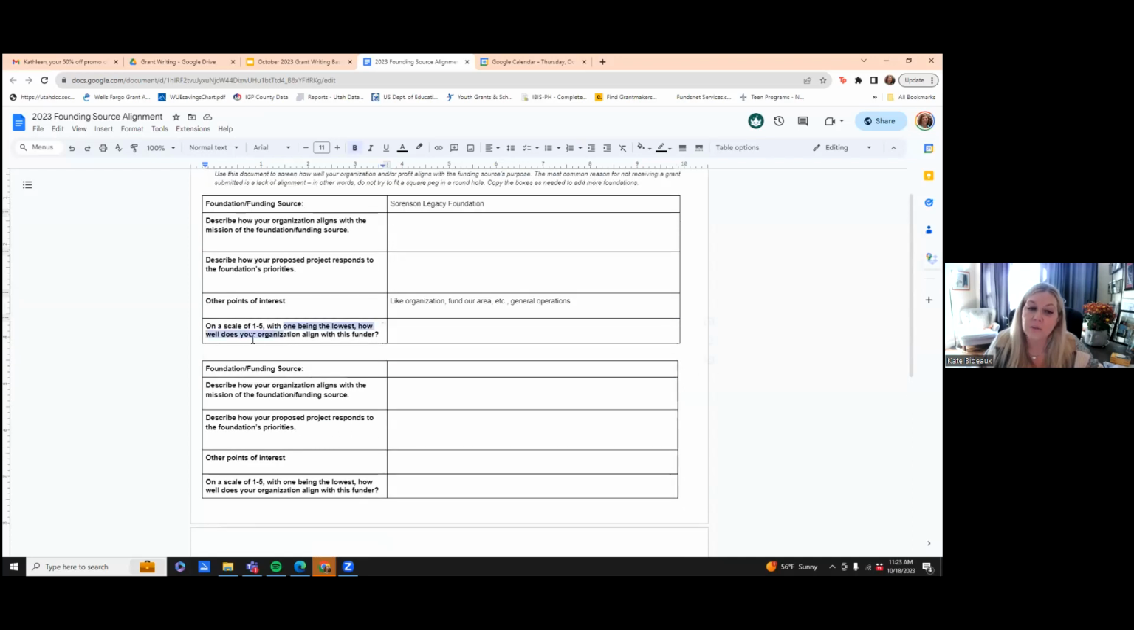And then that's the last one. On a scale of 1 to 5, with 1 being the lowest, how well does your organization align with this funder? So do you have a mission that's common? Do you have shared values and priorities? Have they funded organizations like yours? Have they funded in our area? Those are some of the questions that I would ask, and that's where I would start.